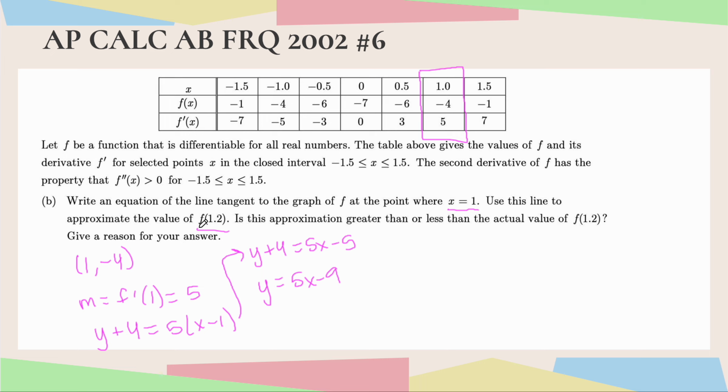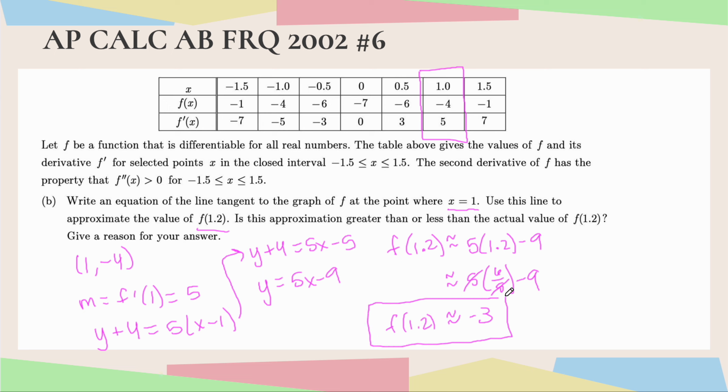Now I'm going to use it to approximate f of 1.2. So f of 1.2 is approximately equal to 5 times 1.2 minus 9. Now I'm going to think of 1.2 as 6 over 5, just so that I can do it in my head. Again, minus 9. Then I'm going to cancel out the 5s. 6 minus 9 is -3. So f of 1.2 is approximately equal to -3.